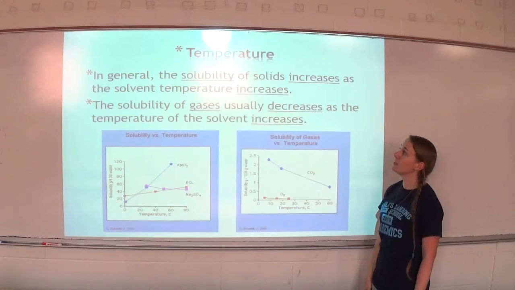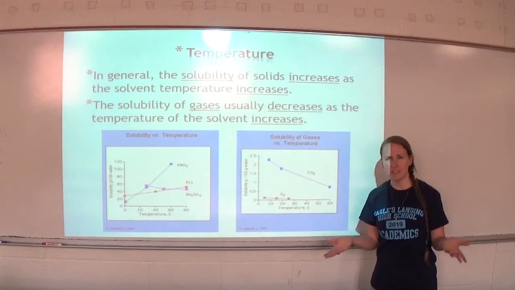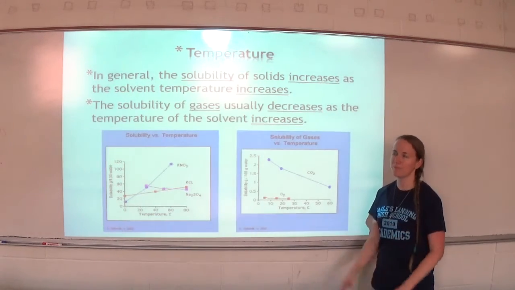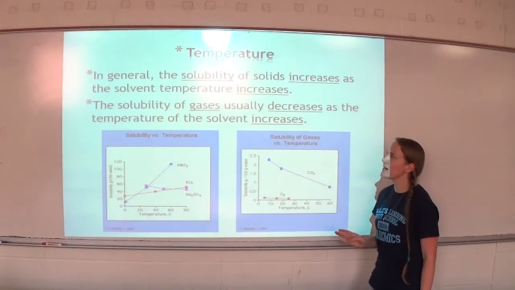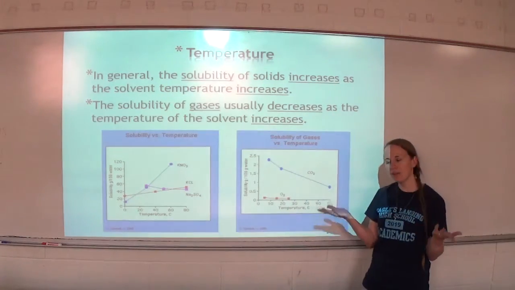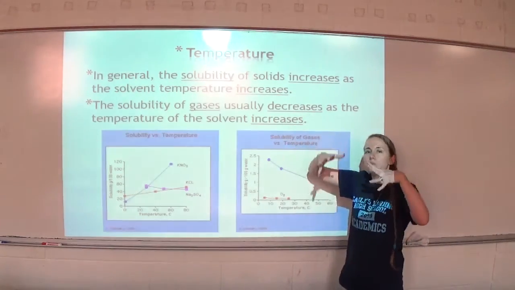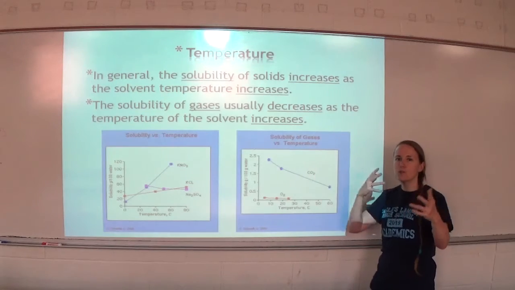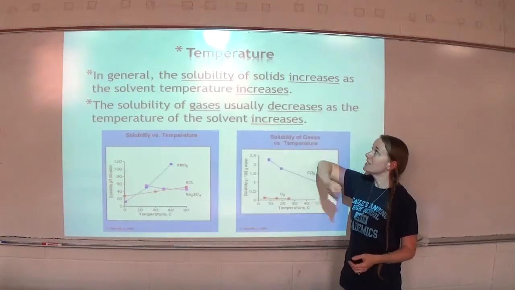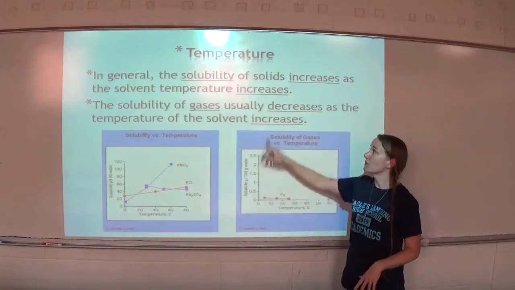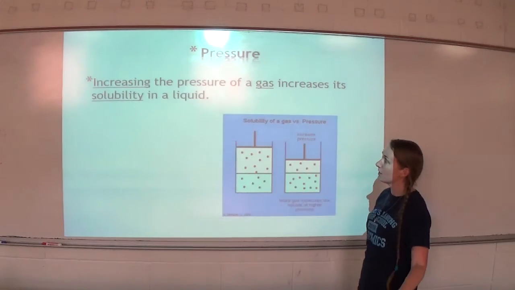However, the solubility of gases usually decreases as the temperature of the solvent increases. So think about this. If I'm trying to dissolve a gas in a liquid, is that going to work very well? That gas is just going to want to bubble out. So what we have to do is try to make the gas more like the liquid. Well, how are gases and liquids different? Well, the gas particles are moving a lot faster. So if I can cool everything down, that slows those gas particles down and it's more likely to stay dissolved. So for solid solutes, we want high temperatures. For solutes that are gases, we want low temperatures to increase solubility.